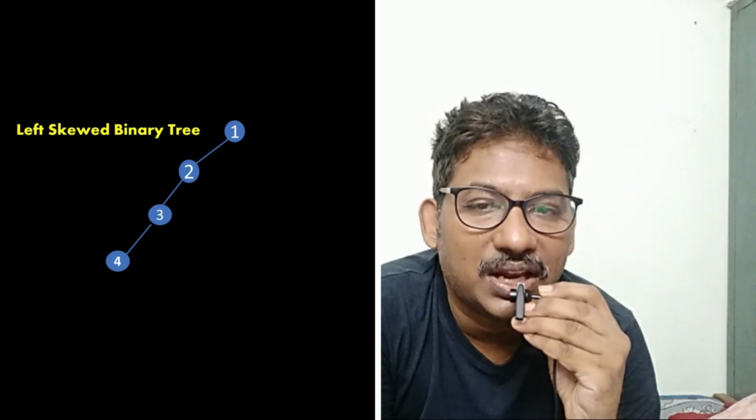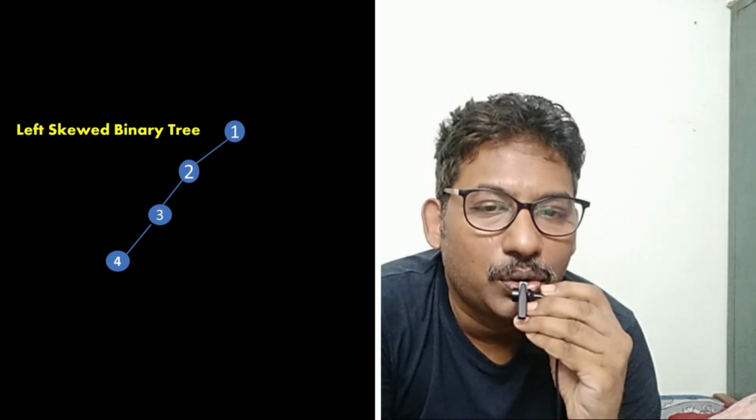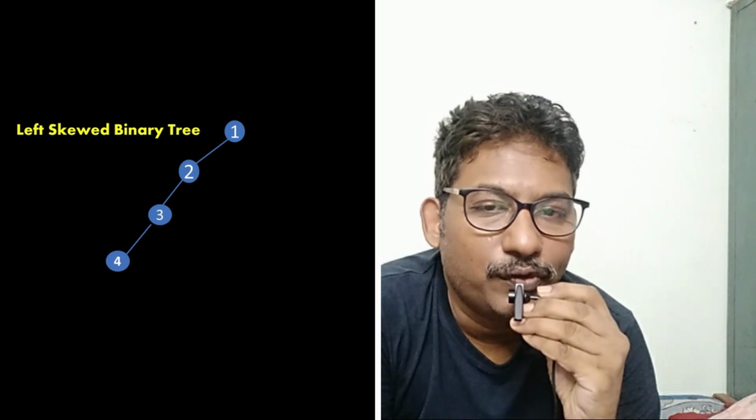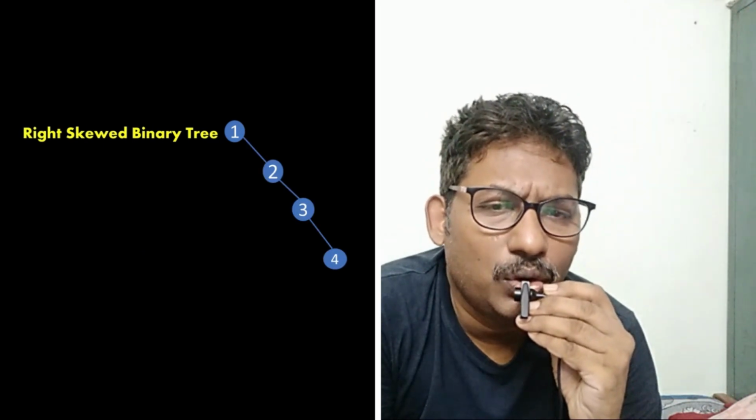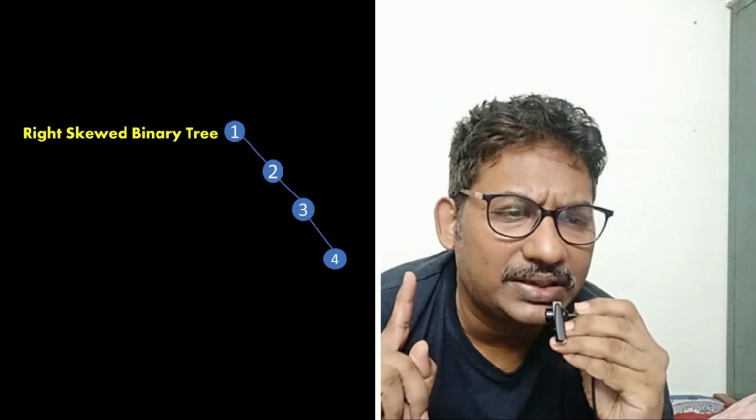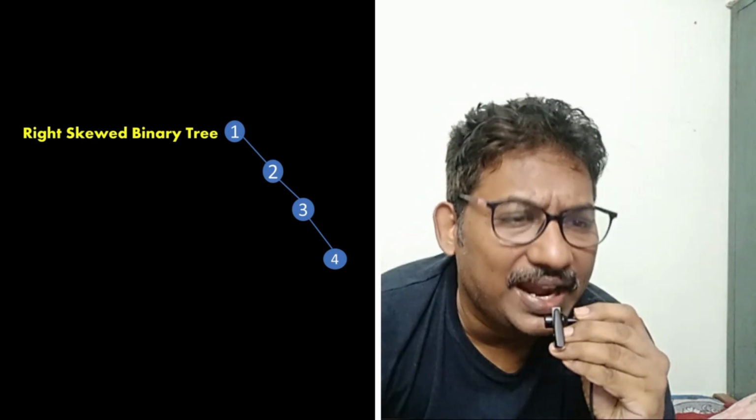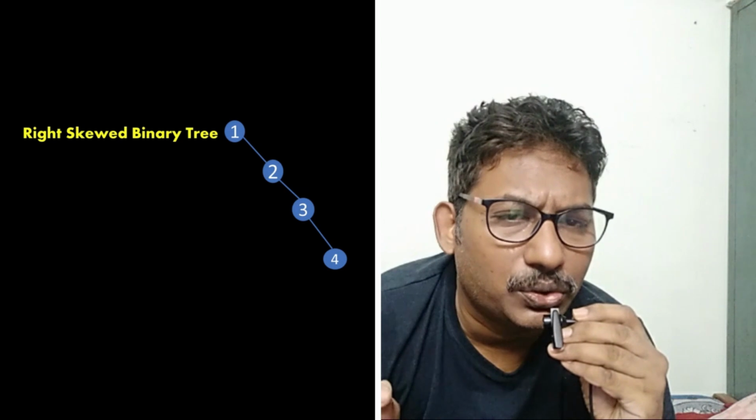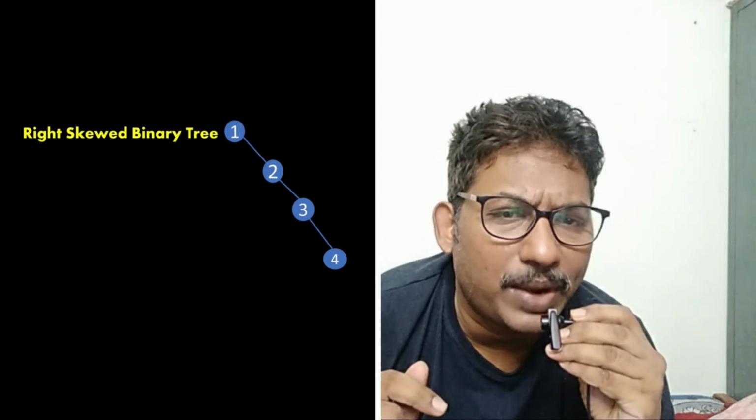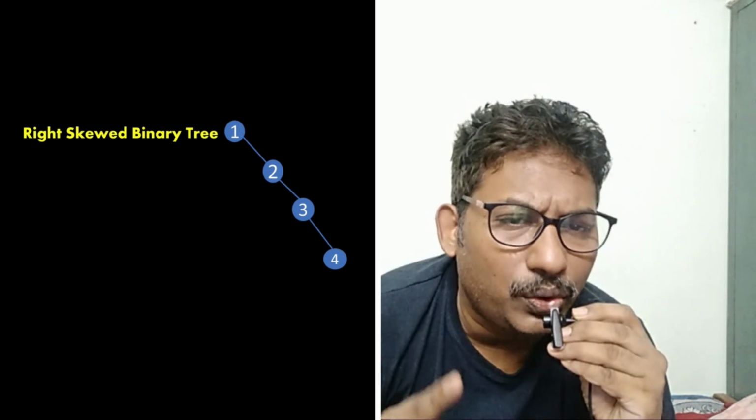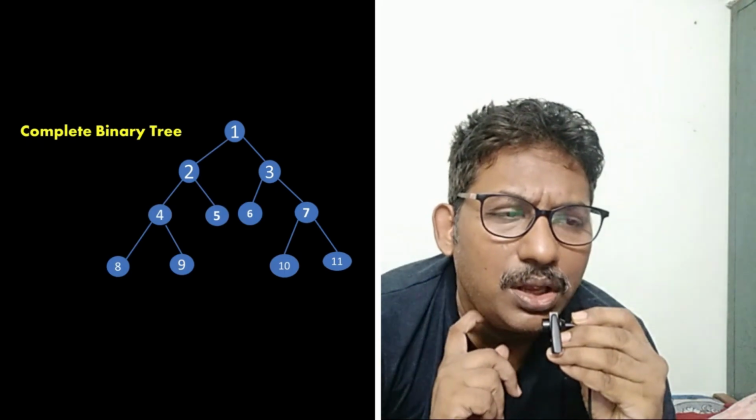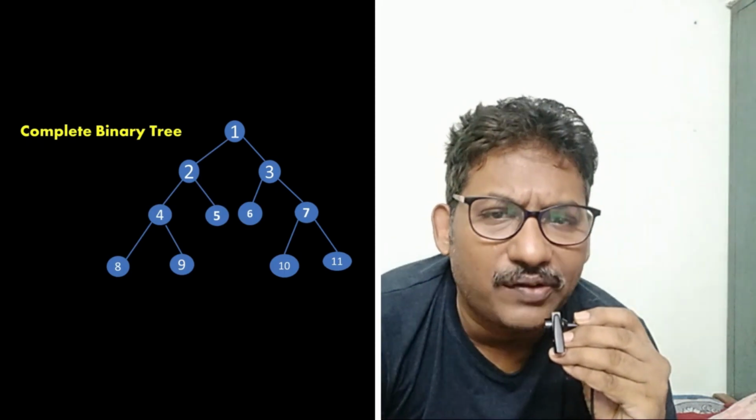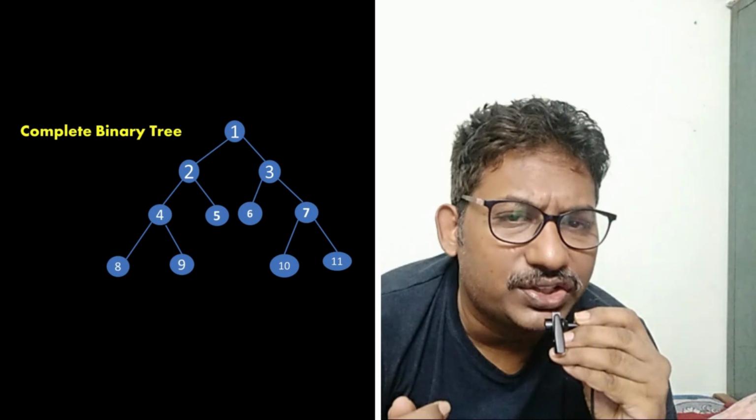Here is the left skewed binary tree: 1 to 2, 2 to 3, 3 to 4. So different types of binary trees exist, but the rule is only one: a node should have at least 1 child, or it can have 2 children, not more than 2 children. This is the right skewed binary tree, where every parent has a single child, that means 1 to 2, 2 to 3, 3 to 4. This is a hierarchy. This type, with children on the right side, is called a right skewed binary tree.